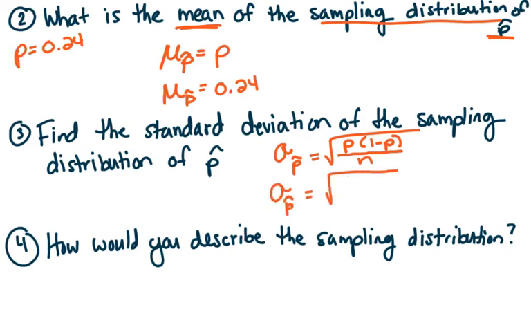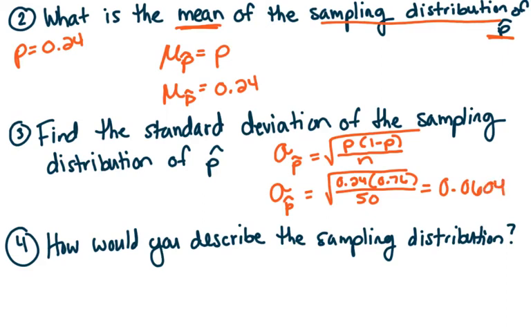And so we have 0.24, 0.76. These two numbers are always going to add up to 1, just to help you out there. It just makes it go a little bit faster. And then over 50, and then I'm going to plug this right into my calculator. And I end up with 0.0603. Actually, I don't. I'm going to round. Sorry, 0.604.